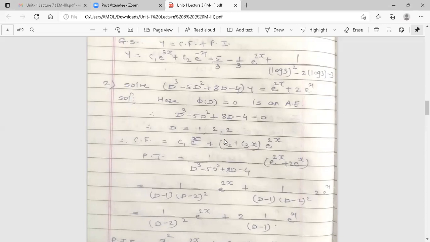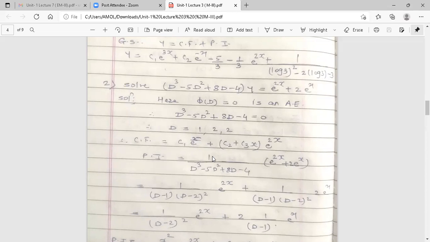We have already written the formula for the complementary function. When 2 roots are equal, how do we write the complementary function? Here we are using that same formula, the rule for the complementary function when 2 roots are equal. So this is the complementary function for this given example.